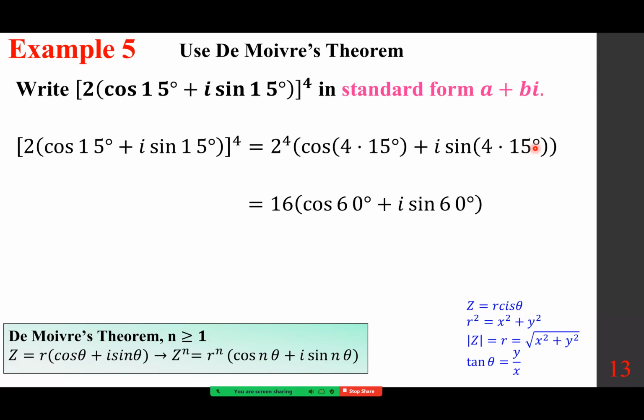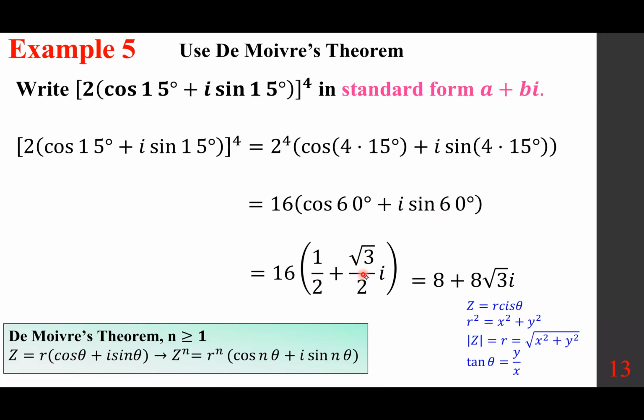If we were to use it just the way it's given without this change, it would take forever to do the math. But now cosine of 60 is 1/2, sine of 60 is square root of 3 over 2. And we can drop the 2, 16 times that becomes 8, and this becomes 8 square root of 3 i. And that's the final answer. This is known as De Moivre's theorem.